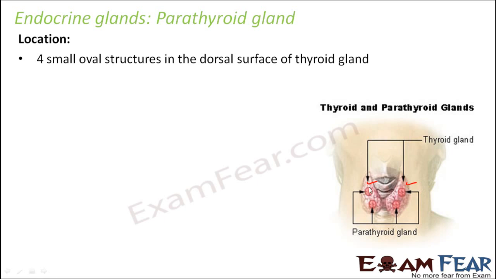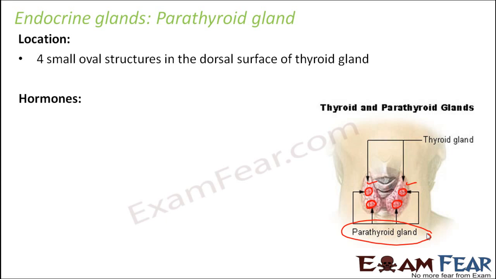thyroid gland, and in each lobe you can see two small oval shaped structures. This is one structure, this is another structure in one lobe. Similarly, on the other lobe you have two small structures. So these structures are known as the parathyroid glands. They are located on the back side of the surface of the thyroid gland. That is why they are called parathyroid.